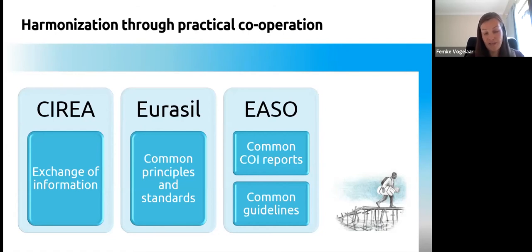Then in 2010, Eurasil was replaced by the European Asylum Support Office. EASO was established to further enhance practical cooperation between EU member states, and a common approach to COI has always been an important aspect of EASO's activities. EASO has reiterated the common principles and standards that were laid down in the 2008 guidelines into a EASO COI report methodology, which is basically the same common principles and standards, just with a more detailed interpretation.